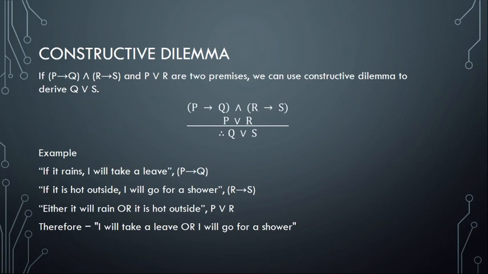Another one is the constructive dilemma. Here in constructive dilemma, if you can notice, there are four propositions. The first premise is if P then Q. Then the second premise is if R then S. This is the constructive dilemma.